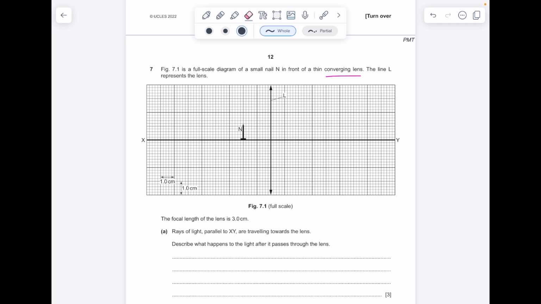So you need quite an in-depth knowledge of what happens to light rays as they meet a converging lens. First of all, that light will be focused, and as it's a converging lens, it will travel towards a particular point known as the focal point, which is 3 centimeters from that lens. Because look, there's the 3 centimeters.